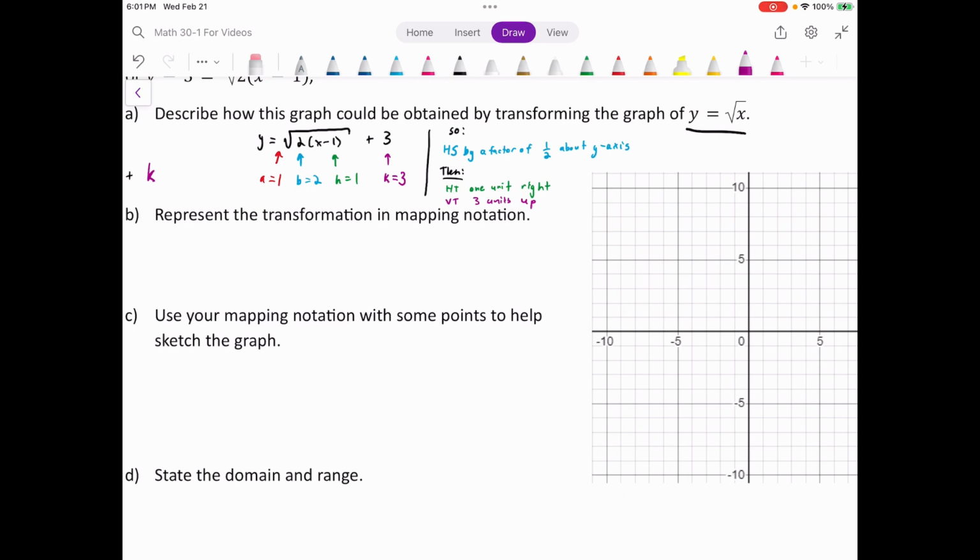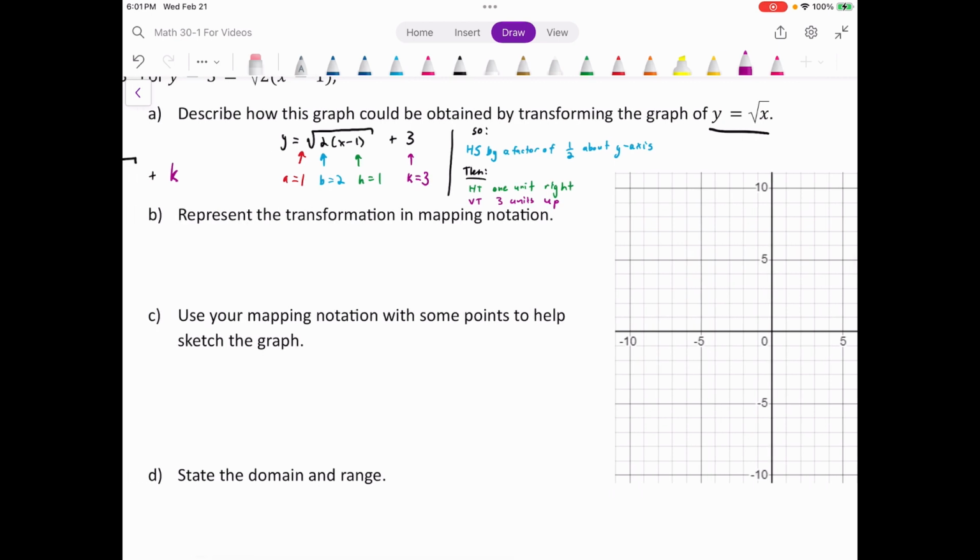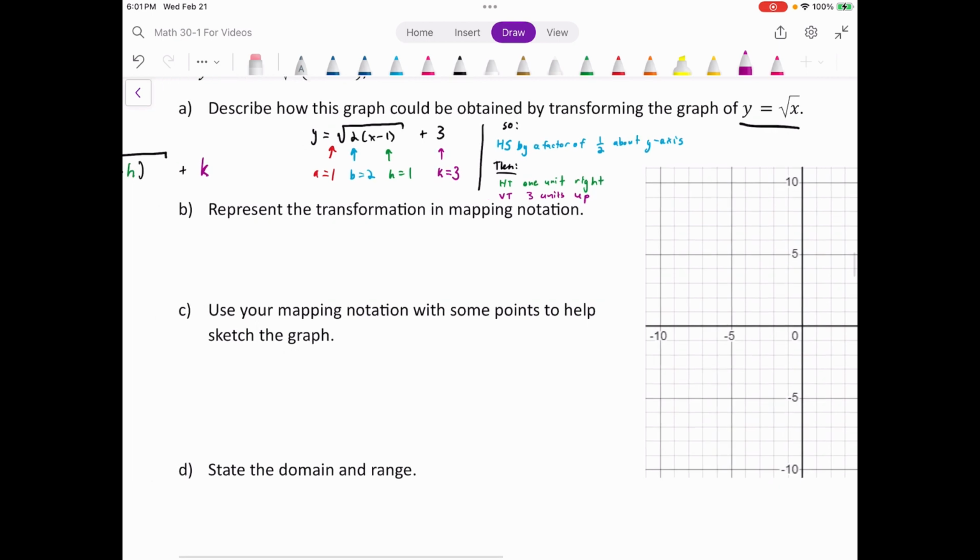Okay, so it wants us to represent the transformation in mapping notation. Well, again, we now know our b is 2, our h is 1, and our k is 3. And remember, mapping notation just provides more specific instructions on how to individually describe a point, right? This is showing us how the overall equation turns out, but if you just have one point x, y that is on this graph of y equals root x, what are you going to have to do to that point and to every point x, y to get the graph of the new function?